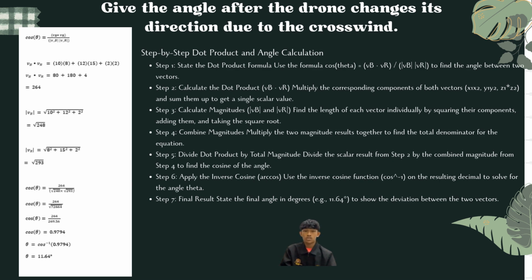Next, we substitute this value into the cosine formula. Finally, we can apply the inverse cosine function to find the angle between two vectors. This angle shows how much the drone's direction has changed because of the wind.